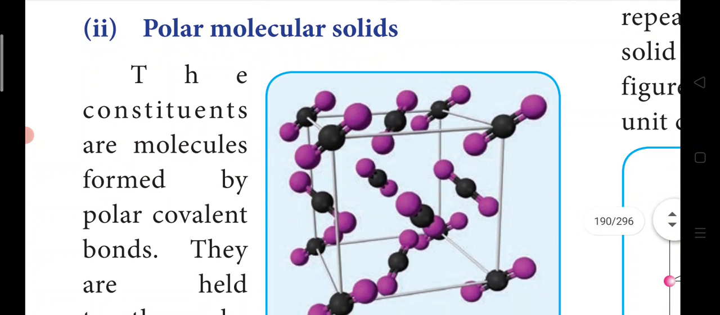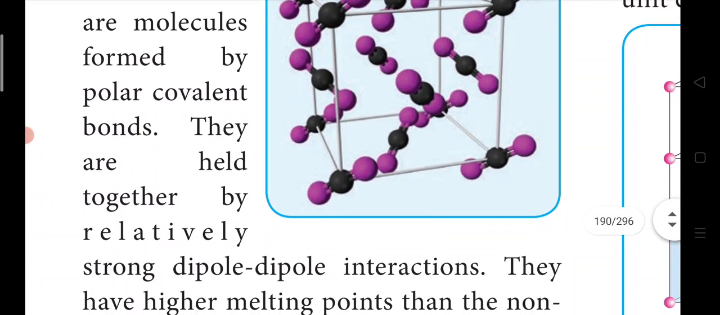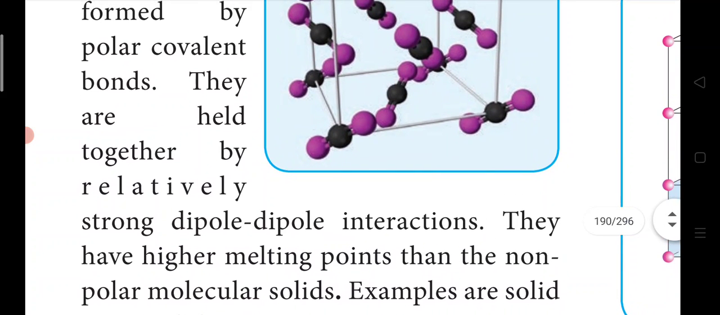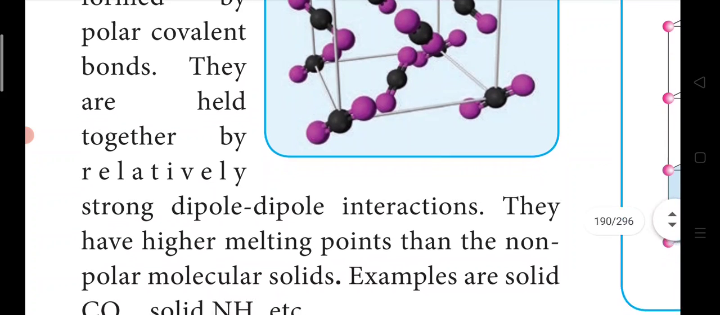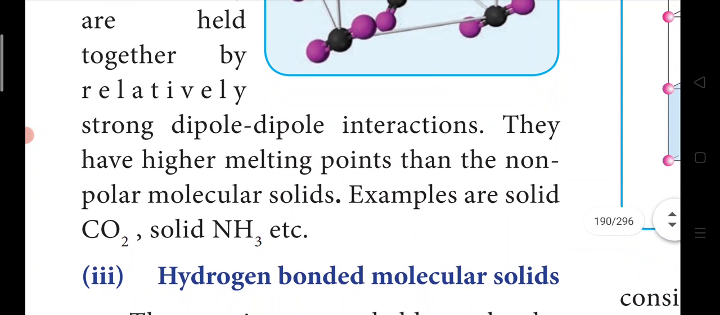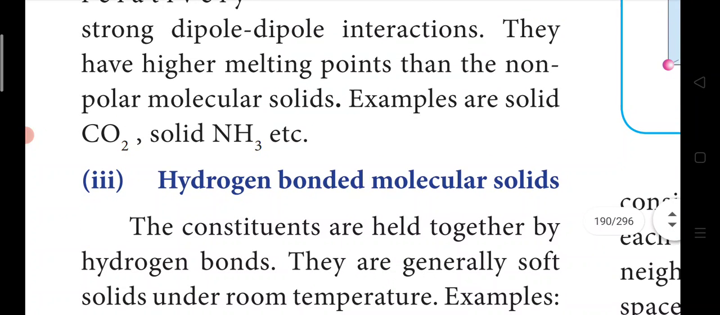Next is polar molecular solids. The constituent molecules are formed by polar covalent bonds. They are held together by dipole-dipole interaction. So each solid has a specific type of attractive force. In non-polar solids we have London forces; here we have dipole-dipole interaction because they are polar in nature. They have a higher melting point than the non-polar molecular solids. For example, solid CO2 and solid ammonia.